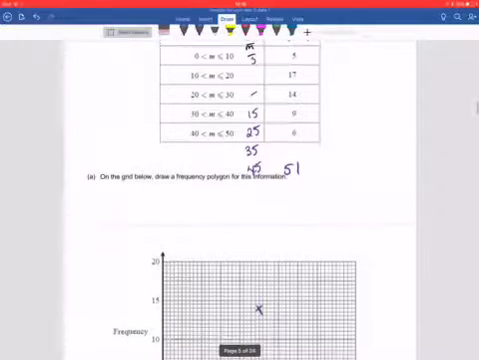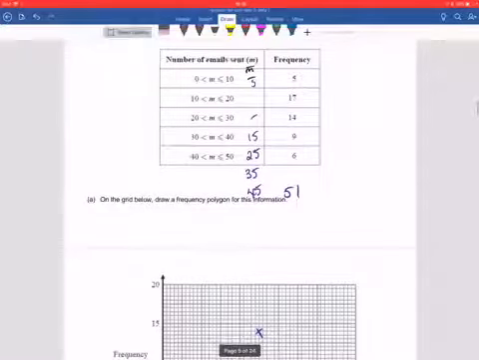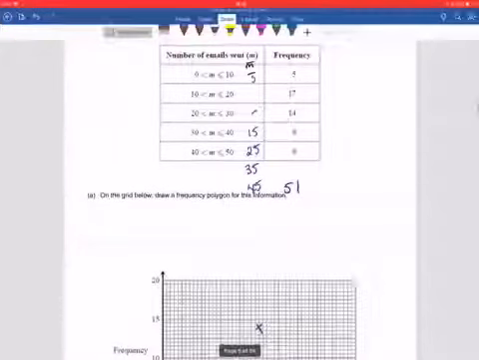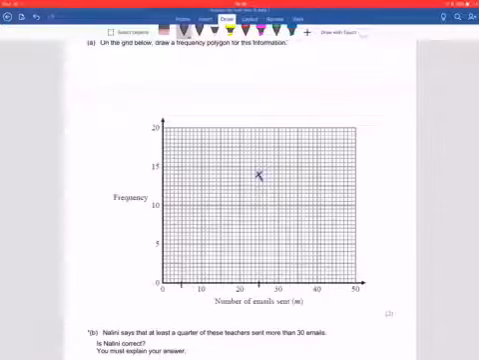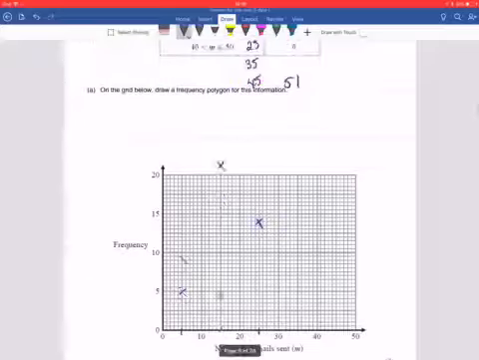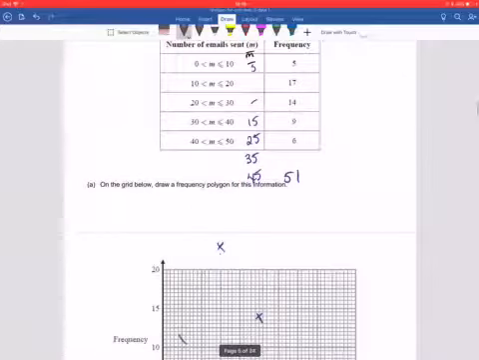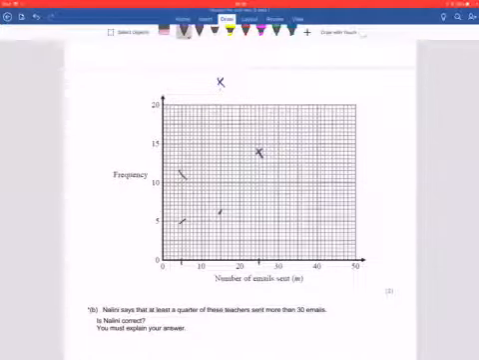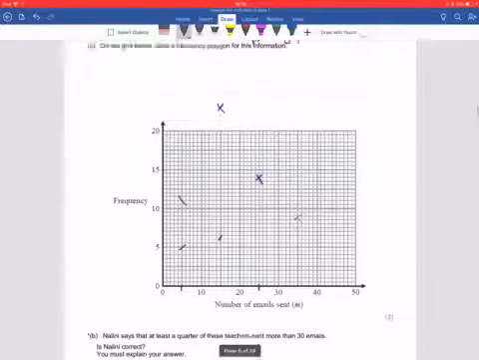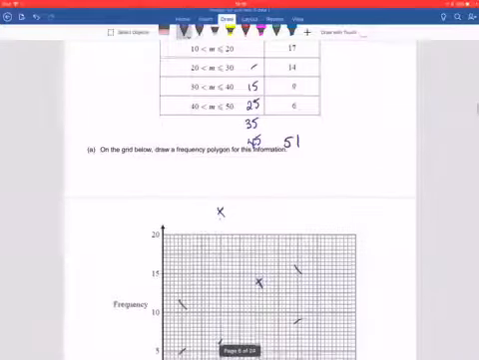So it was 5 and 5. Actually, I don't think I did that right. So 5 and 5, and 15 and 17. It's probably why it's done it for me, because I've done it wrong. Okay, 25 and 14 still seems to be there. 35 and 9. 45 and 6.